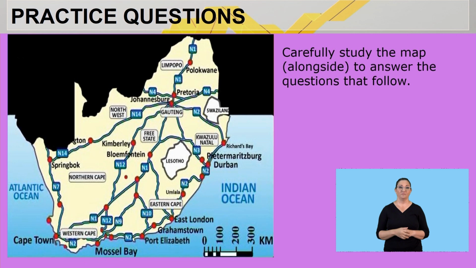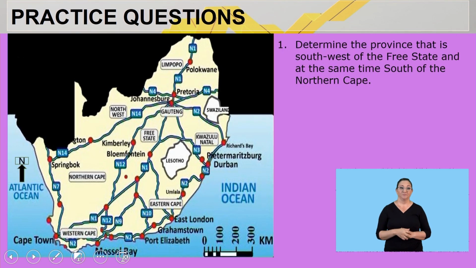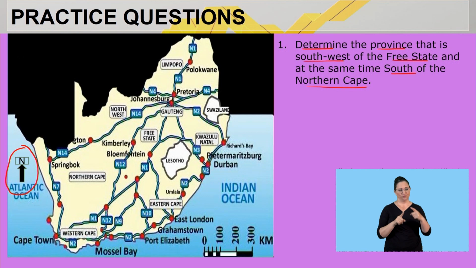Let us look at our first question. In question number 1, we are saying determine the province that is southwest of the Free State and at the same time south of the Northern Cape. So we need to find that province. When we look here, north is facing upwards, as we normally know it. So the province that is southwest of the Free State. Where's the Free State? There. South means it's downwards, and west means it's to my left. So that is southwest, right?